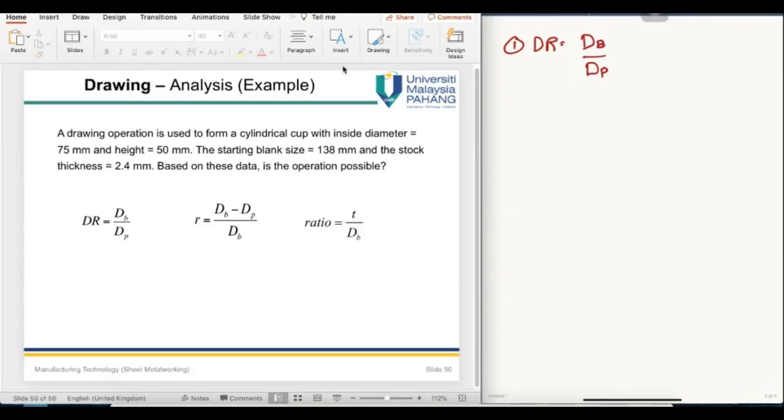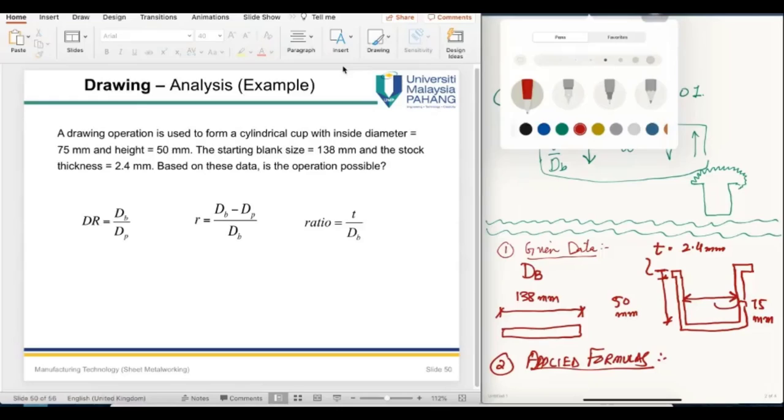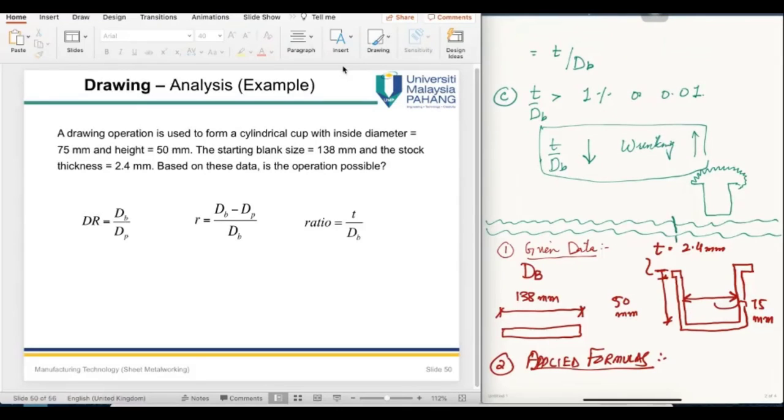What is dP? Punch size. The punch size is the internal diameter. If you can see here, the punch needs to go inside, right? So this is your punch. The punch diameter is equal to the inside diameter of my workpiece. So the punch diameter will also be 75 mm.